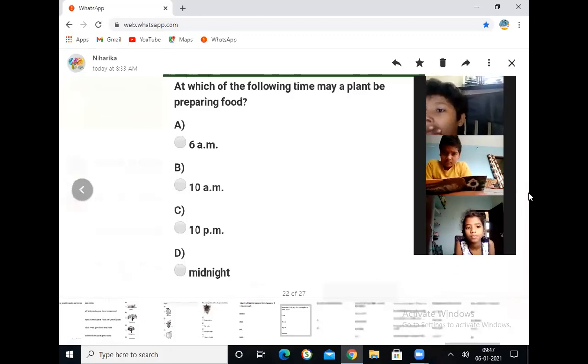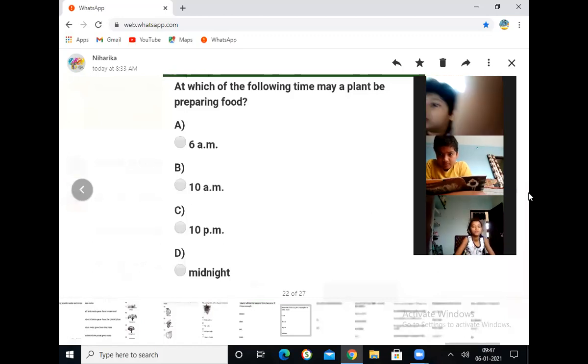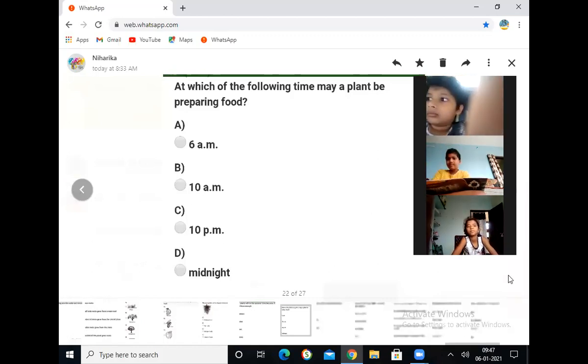If it is a sunny day in the summer season, it can go up to 5, but does not exist after 5. Food preparation happens only in the morning to afternoon hours of the day for the plant. Right? Now you have got clarity.